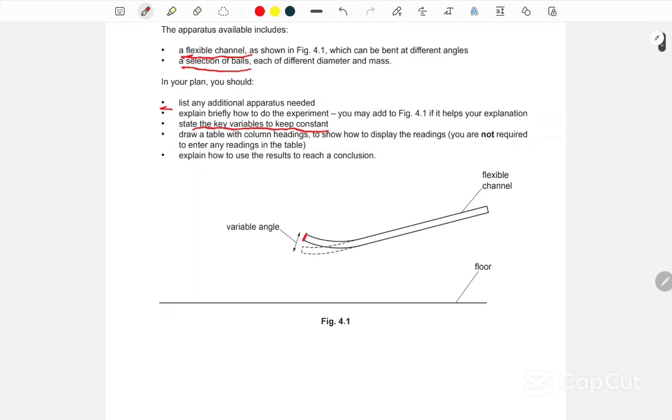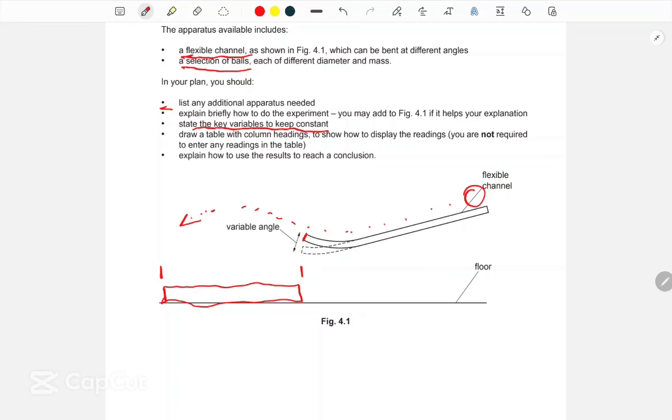So now, let's understand the investigation first, or how it's going to be done. So first, we need a ball. We have a ball over here, and then it's going to be rolling down, and then it would go up. And then after a while, it's going to fall down, and then we have to measure the distance from the end of the flexible channel to where the ball has landed. So this is the range. So to measure the range, we obviously need a meter ruler. So that's one of the apparatus. We need a meter ruler.